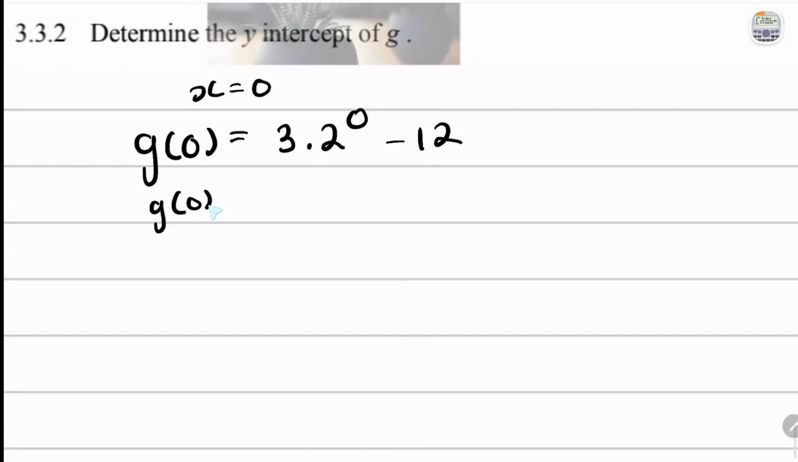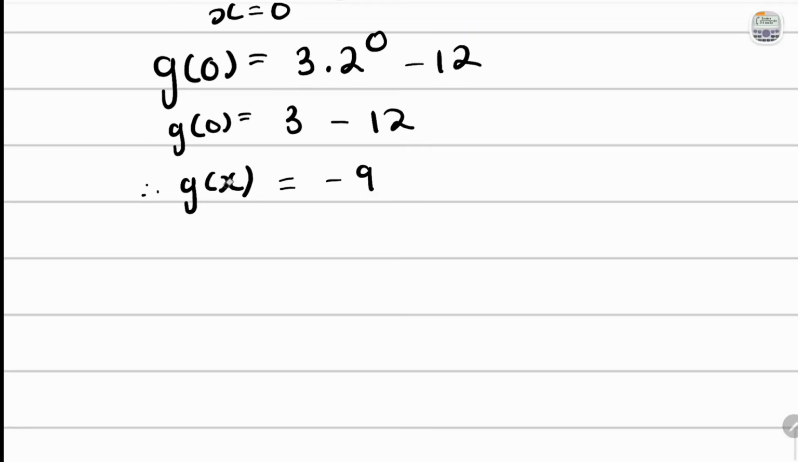So g of 0 equals 3 multiplied by 2 to the power of 0 gives you what? Anything to the power of 0 is 1. So this is 3 minus 12. And 3 minus 12 is equal to negative 9. So g of 0 is negative 9.